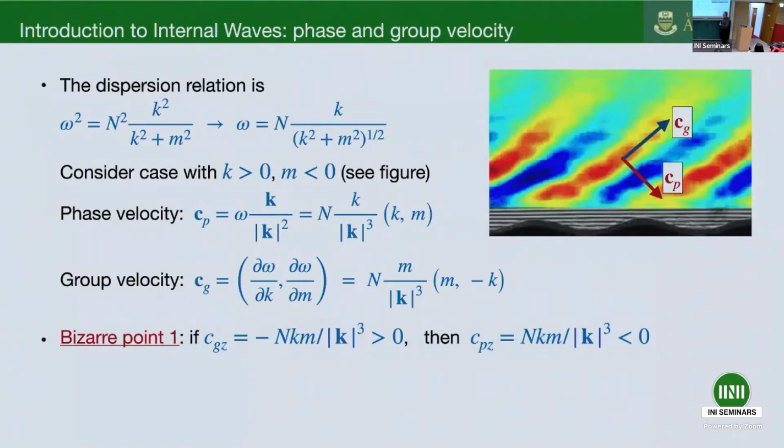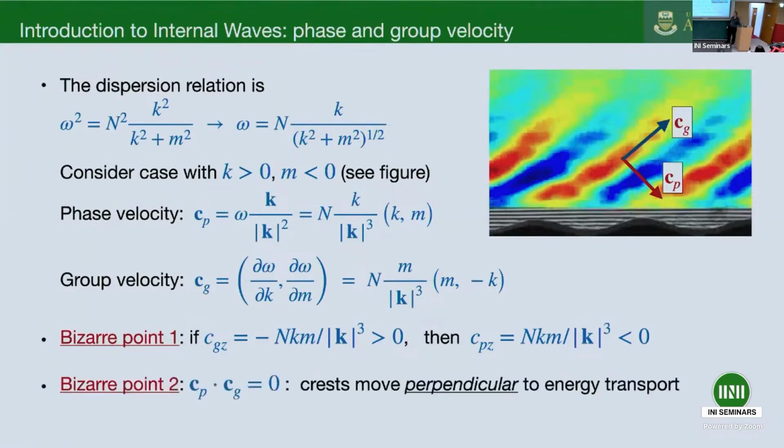First of all, if m is negative and k is positive, then the vertical group velocity has a minus n out front. So this is upwards, but the vertical phase speed is downwards. So the direction of the group and the phase are opposite in the vertical direction. One bizarre property. And the second is if you take the dot product between those two vectors, immediately you see you get 0, which tells you that the group and phase velocities are perpendicular. Hence this plot here that shows a group velocity propagating upward and to the right with the phase velocity going downward and to the right at 90 degrees.